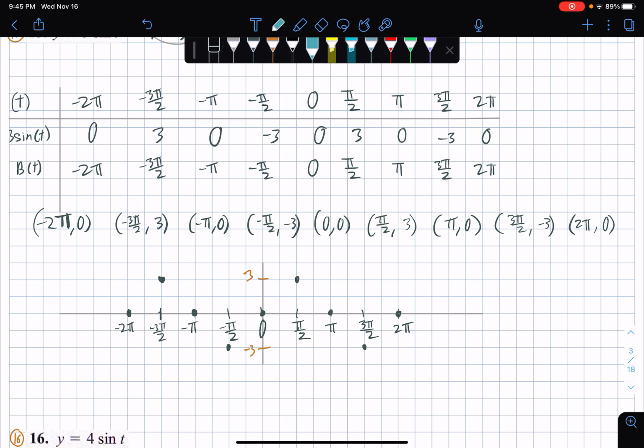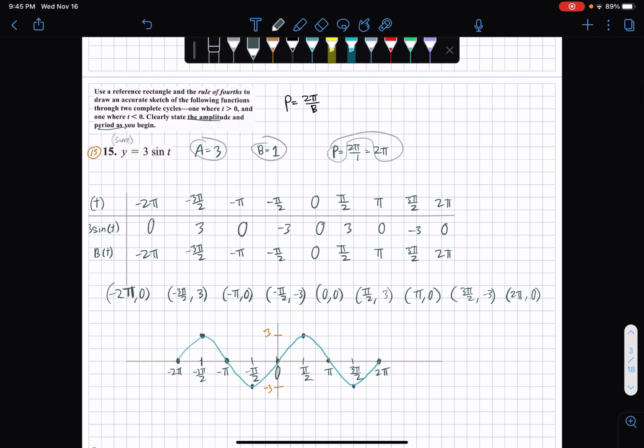There you go. And illustrate the curve. There you go. Now that's number 15. Let's move on to number 16.